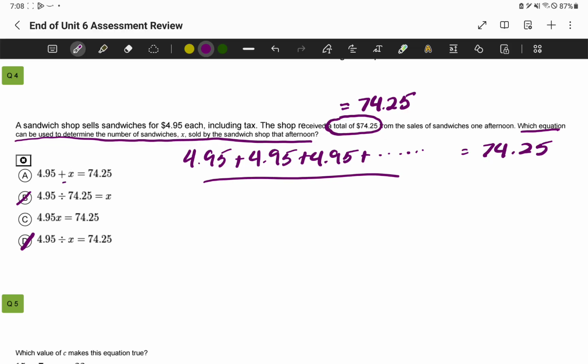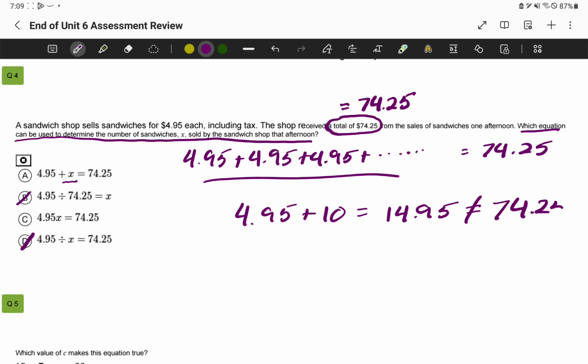This says add the total number of sandwiches. Well, let's say they sold just 10 sandwiches. Well, $4.95 plus the 10 sandwiches they sold would equal $14.95. Well, that's not $74.25. So we're not just going to add the number of sandwiches.